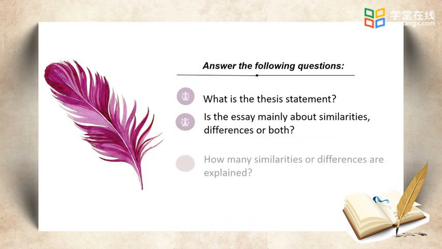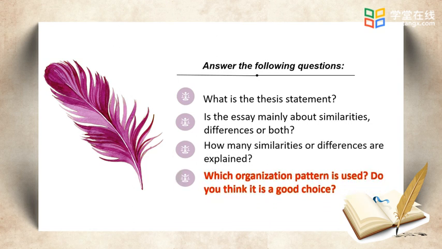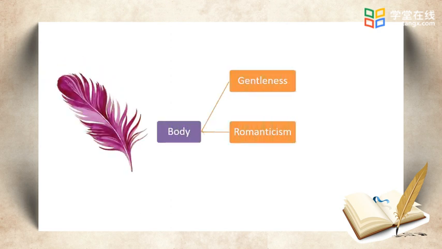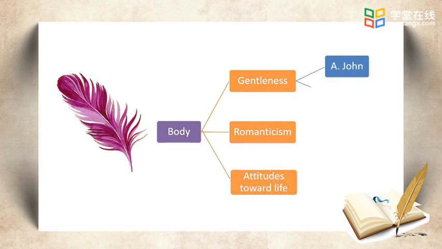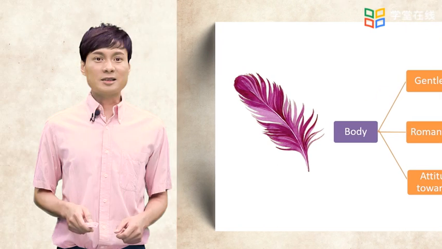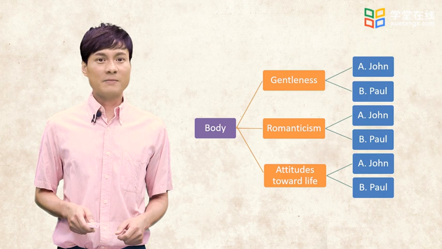The only one left is question 4, the organization pattern used. Is the subject-by-subject pattern or the point-by-point pattern used? Let's go through the body again. The body can be divided into 3 sections according to the differences. In each section, John, subject A, is always introduced earlier than Paul, subject B. Therefore, we can arrive at the conclusion that the essay follows the point-by-point pattern.